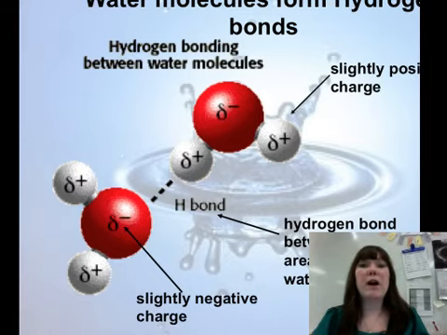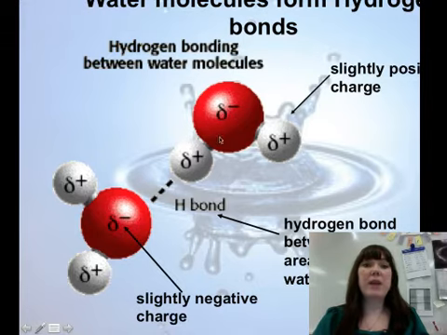Water molecules form hydrogen bonds between each other. This is because in a water molecule, the slightly negative oxygen atom goes to one end, and the positive hydrogen atoms move to the other end. This causes water to be polar, which means that one end of it is slightly negative and the other end of it is slightly positive.